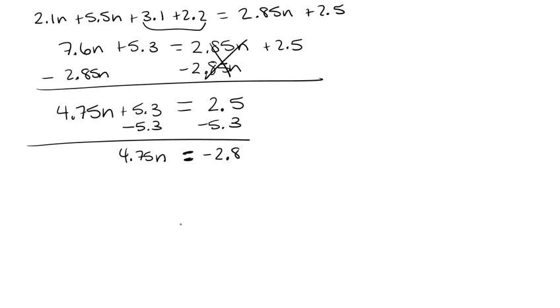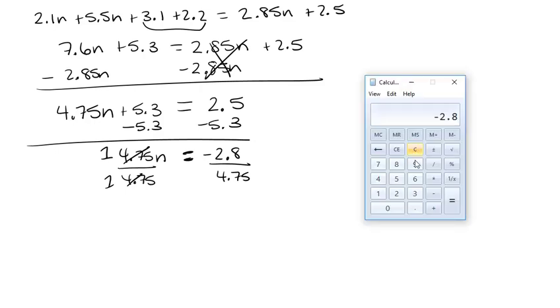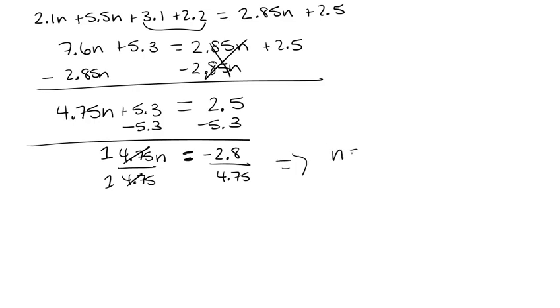Our next step will be to get n by itself. The way we do that is we divide by the 4.75. So this just becomes 1 on the left-hand side for the number. And then we're left with n is equal to negative 2.8 divided by 4.75, which is equal to negative 0.59, as we rounded to our nearest hundredth.